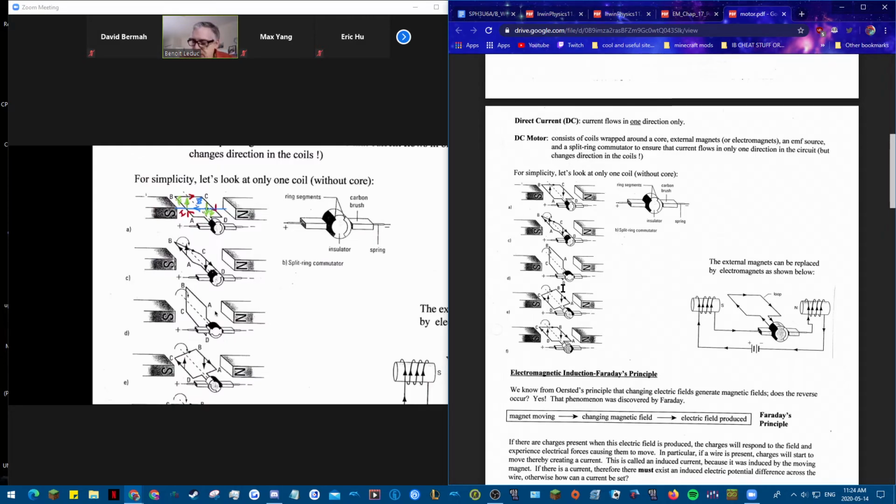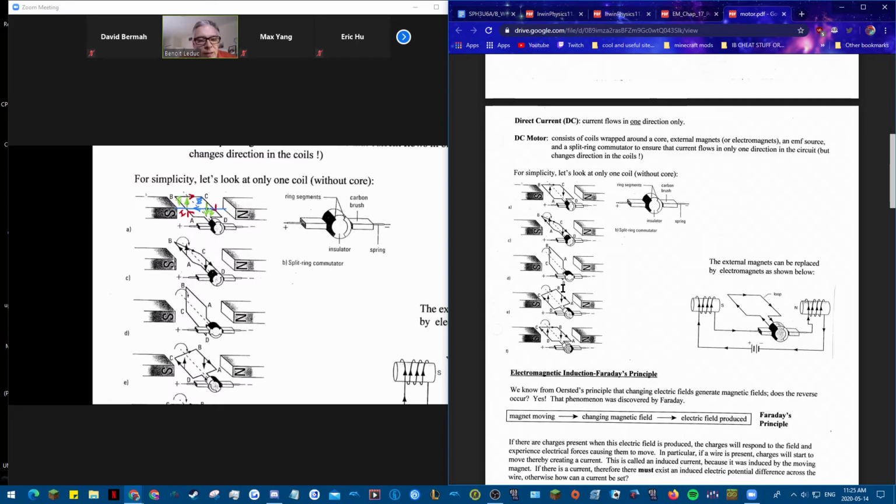When this goes past the vertical, notice that the white metallic part, which is connected to the CD side of the coil, was connected to the negative terminal, and now it's connected to the positive terminal. And the black metallic part, which is connected to the AB side, is now connected to the negative side.